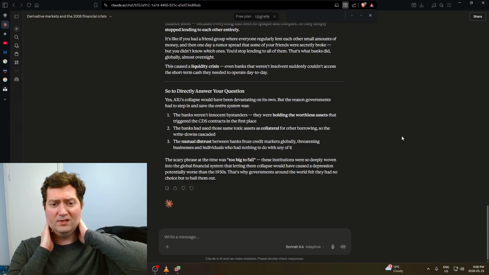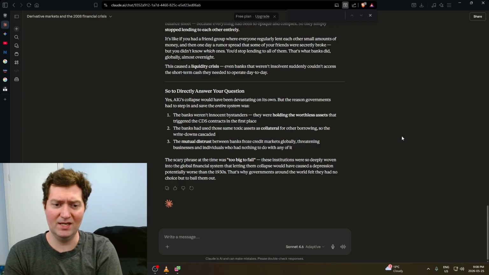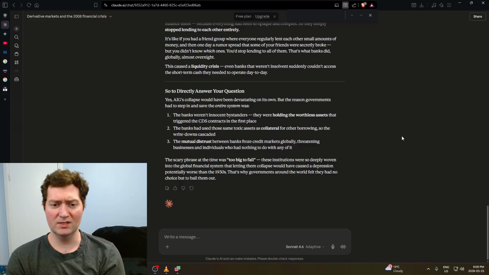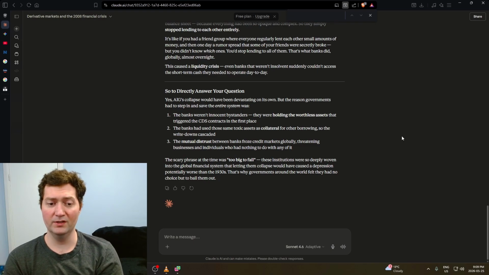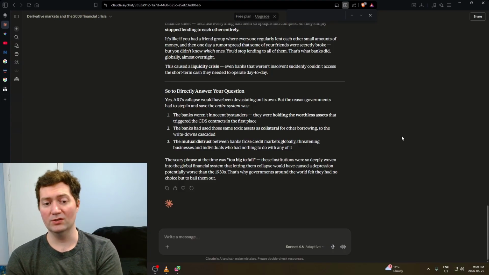So they'd used the same toxic assets as collateral for other borrowing. So the write-downs cascaded. The mutual distrust between banks froze credit markets globally, threatening businesses and individuals who had nothing to do with any of it. The scary phrase at the time was "too big to fail." These institutions were so deeply woven into the global financial system that letting them collapse would have caused a depression potentially worse than the 1930s. That's why governments around the world felt they had no choice but to bail them out.